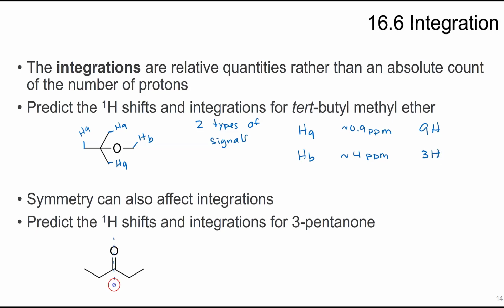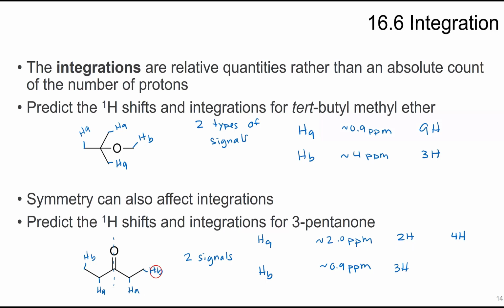For this one here, there's symmetry, so I have HA and HB. So there again are 2 signals. For HA, that is next to a carbonyl, so if we look back at our table, hydrogens on carbons next to a carbonyl are usually around 2.0 ppm. There are 2 of these on this carbon and 2 on this one. So the integration can be 2H or you can call it 4H. And for HB, that is going to be around 0.9 ppm. So if I did 2H, this would be 3H. And if you were doing the double, then it would be 6H.